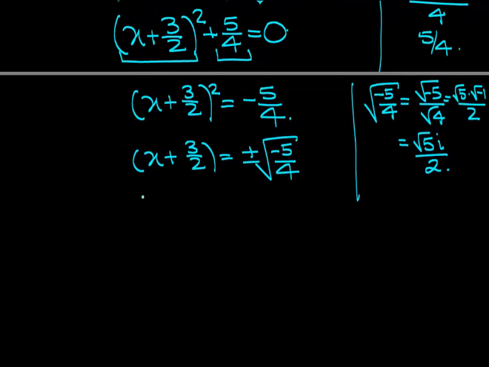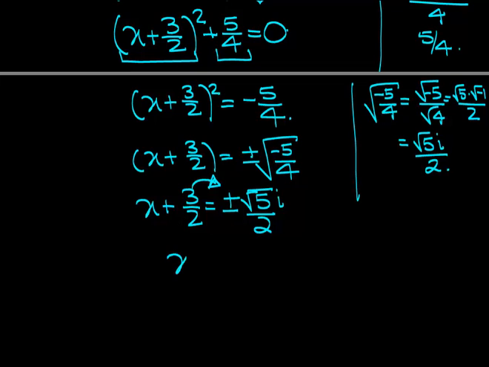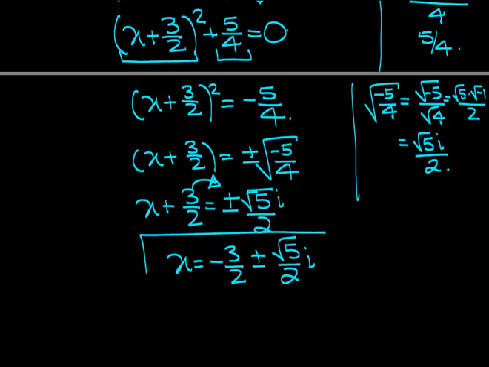So we get x plus 3 over 2 is equal to plus or minus square root of 5 i over 2. Now we want to solve for x, so let's move this to the opposite side. X is equal to minus 3 over 2 plus or minus square root of 5 over 2 i. And there's your answer. Okay. Now, I do want to point out that whenever we have imaginary solutions, we always want to write the real and the imaginary part separately, which is already nicely separated for us, so we don't need to do any extra work. Okay.